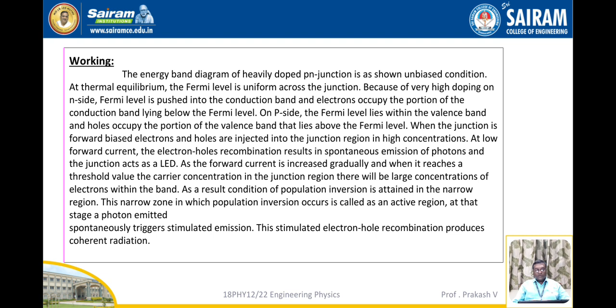This narrow zone in which population inversion occurs is called the active region. At that stage, a photon emitted spontaneously triggers stimulated emission. This stimulated electron hole combination produces coherent radiation. So this is the phenomenon that happens in the case of semiconductor lasers.